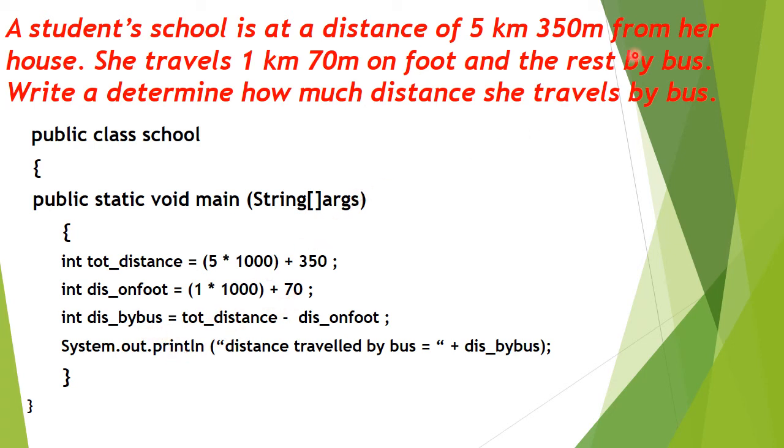Now rest of the distance she covered by bus, so we will find out how much distance she covered by bus. This is very simple, total distance minus distance she covered on foot. So same formula I used here, distance covered by bus equal to total distance minus distance covered on foot. Simple. And after the calculation I will print it with a message, distance travelled by bus equal to distance by bus. Okay, and for printing we will use here System.out.println method.